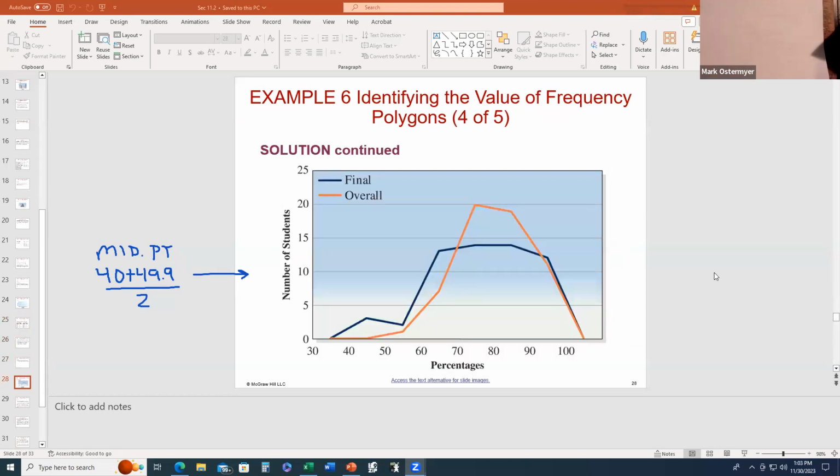And when they did that, they then built a frequency polygon graph, one for the final exam percent score and one for the overall percent score in the course. Notice the horizontal axis is the percentages, and the vertical axis is the number of students. You can see that in general, when the final exam score peaks out up here, the student in general is doing well and very well in the course. As you would think that would be the case, right?